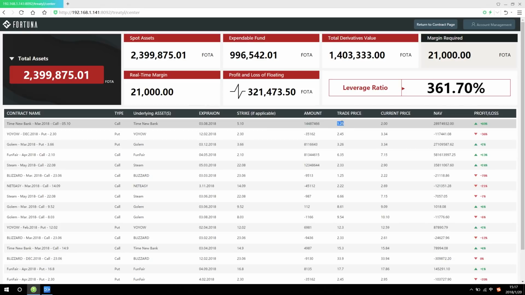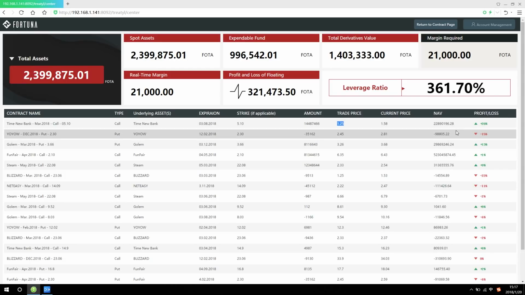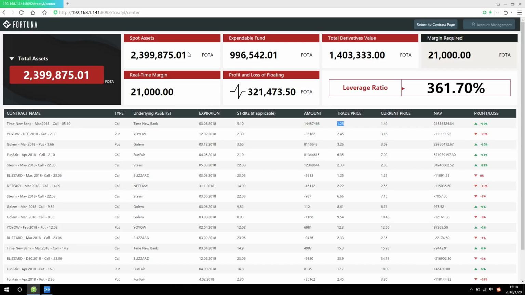And this is the total amount of contracts I'm holding, and this is the price I paid when I entered this trade, and this is the current price, and the net asset value, and the profit and loss. And you can also check your total assets here, your spot assets, as opposed to collateral and other type of holdings. And this is your expendable funds, your total derivatives value, your margin required, and total profit and loss. And here you can also check your leverage ratio to better manage your risk.